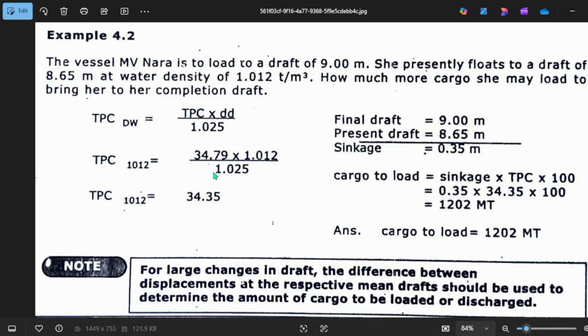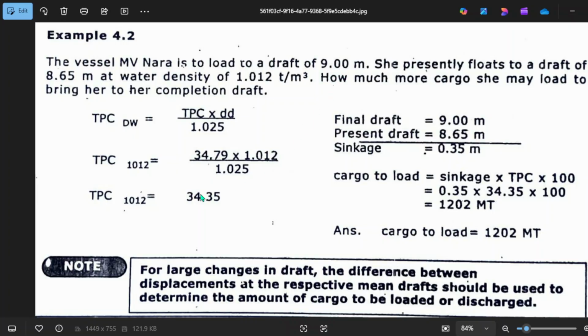This is now the scenario. The vessel MV Nara is to load to a draft of 9 meters. This is your departure draft. She presently floats to a draft of 8.65 meters, meaning this will be her present draft at a density of 1.012. The question is, how much more cargo she may load to bring her to the completion draft. Your completion draft is 9 meters. So from 8.65, how much cargo shall she load to reach the draft of 9.0?